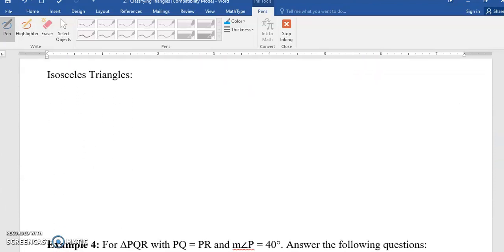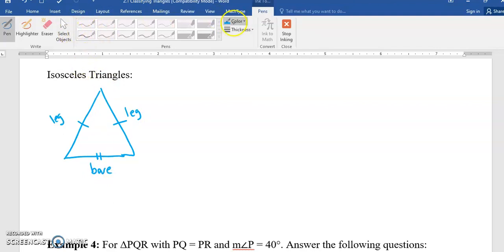Okay, now isosceles triangles have some special properties. An isosceles triangle has 2 sides the same length and a third side that is not. So this one is different. Okay, these 2 are called legs, and this one is called the base.